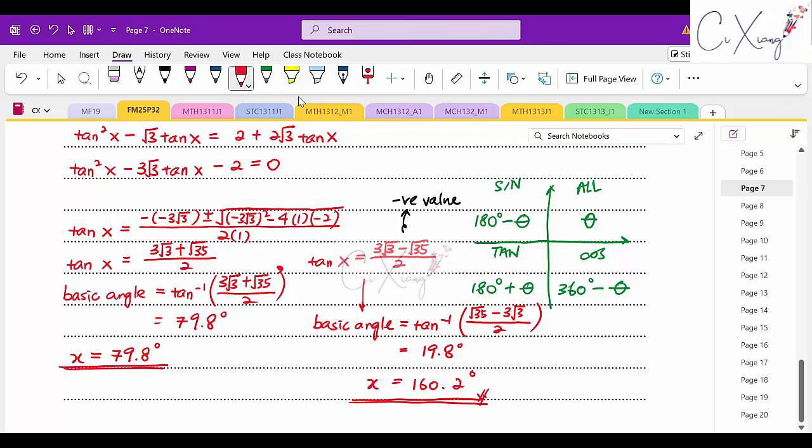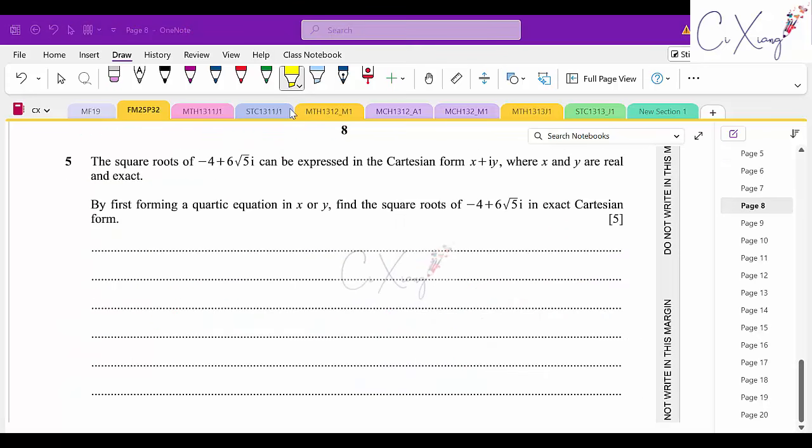Alright, so in short, for this question, I'm having two answers. One answer is in the first quadrant for first equation here. Another answer is x equals to 160.2 for second quadrant. I'm not going to continue with the third and fourth quadrant because in the question, they did mention that our answer is basically from quadrant number 1 and number 2 only. Alright, yeah, so this is how we solve question number 4.